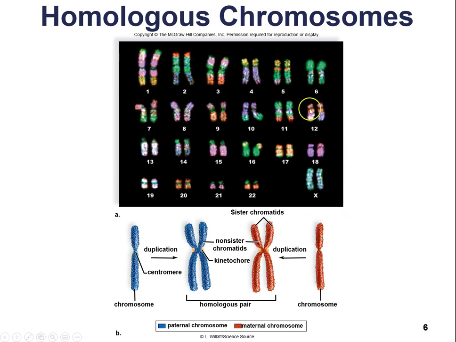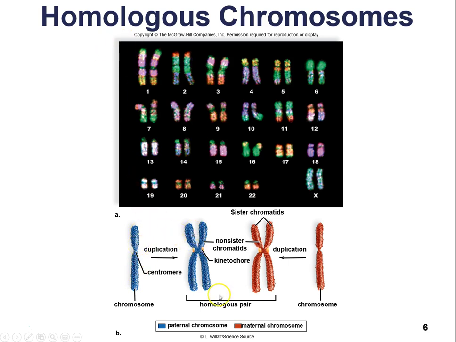So again, you can see 23 chromosomes. This is the sex chromosomes. You have 2 sets of 23, one paternal and one maternal. And if you look at this, it's called a karyotype. Notice what the chromosomes look like. They just have one single arm because they're not duplicated.